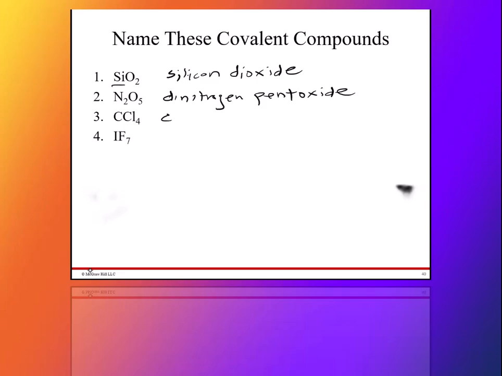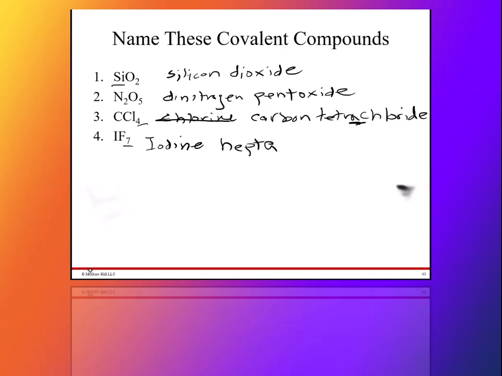Same thing here. We name the first element by its full name, carbon, and then we have 4 of the chlorine, so we say tetra. And because chlorine begins with a consonant, we just say tetrachloride with the A intact there. Tetrachloride. Last one, iodine, and we have 7. That's hepta for 7, and then fluoride. And you're done. Very easy.